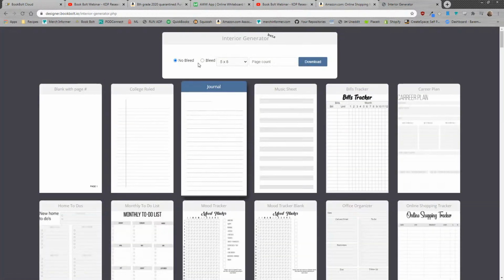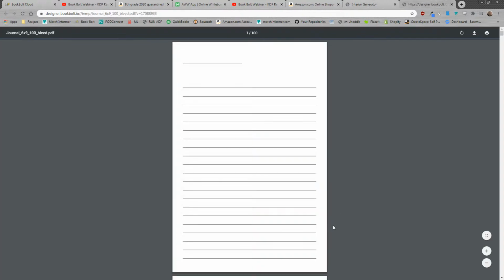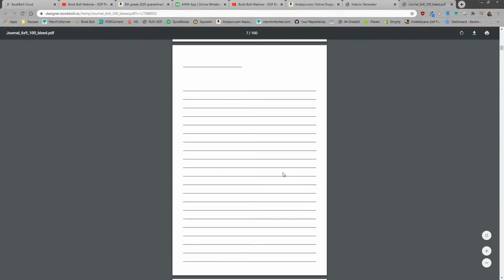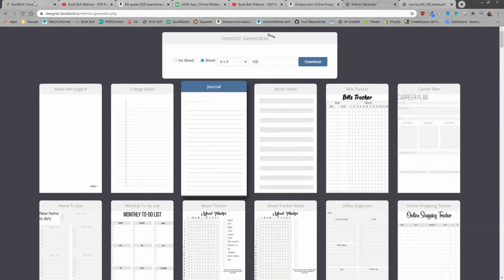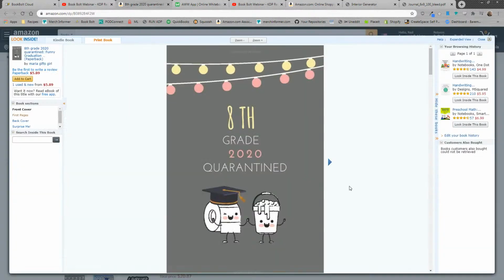And right here, here's that journal page. You enter in some information, 6x9, 100 pages. Click on download, and there you go. Here's your interior, right? That took me all of 5 seconds to do. Let's go back to Amazon and keep looking at this.